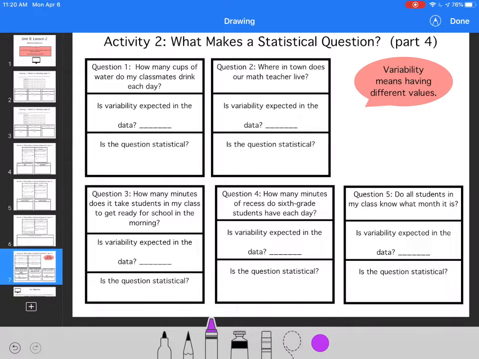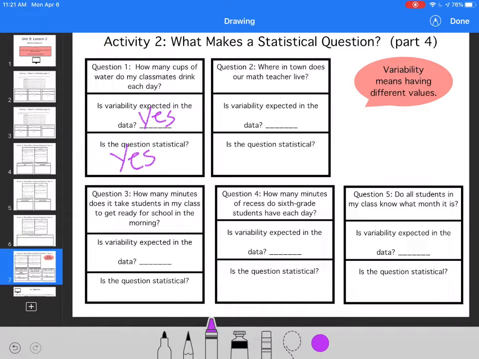So now they want us to determine if it's a statistical question and if variability is expected. So is the question statistical? How many cups of water do my classmates drink each day? Well, is there variability? Variability means having different values. So I would say yes, because I don't know that everybody drinks the same amount. So is the question statistical? Yes.